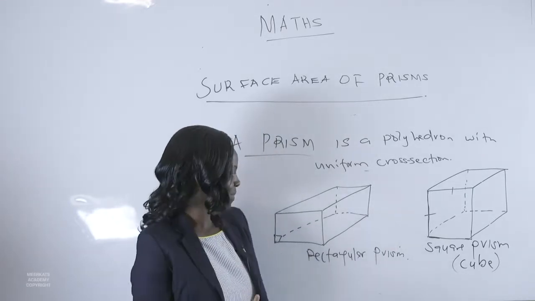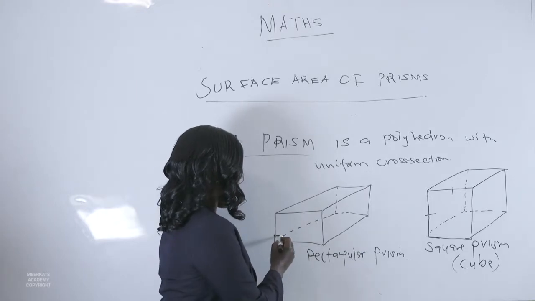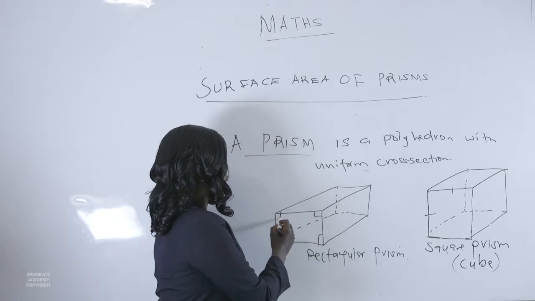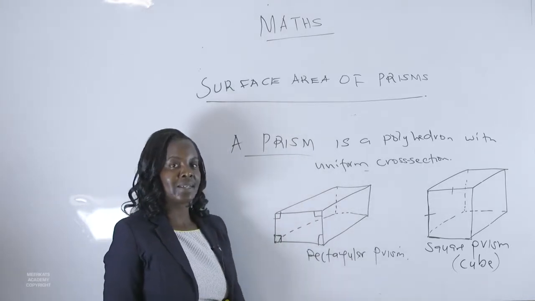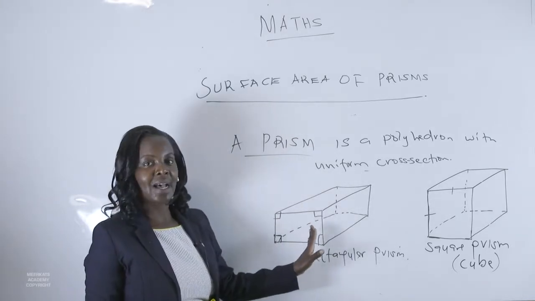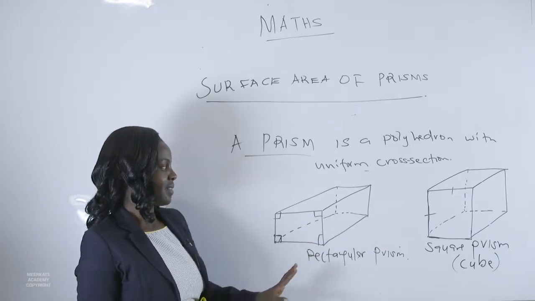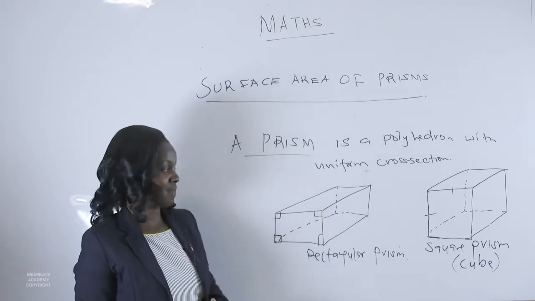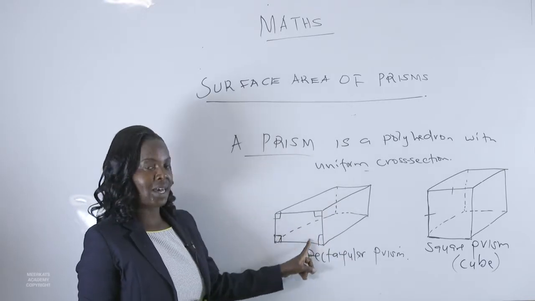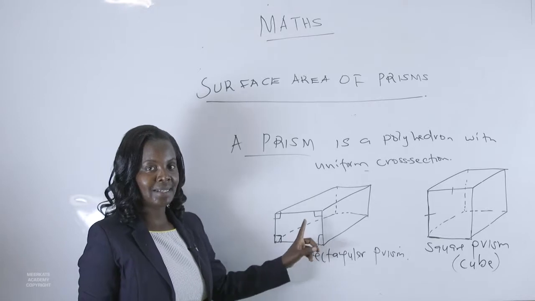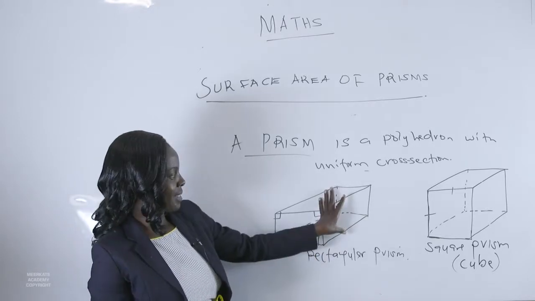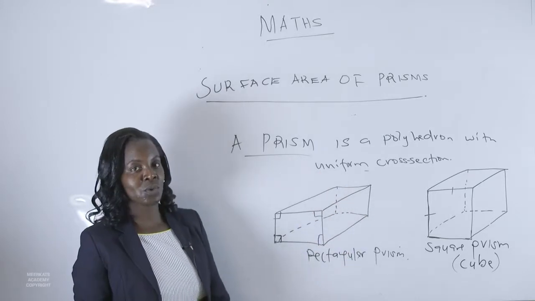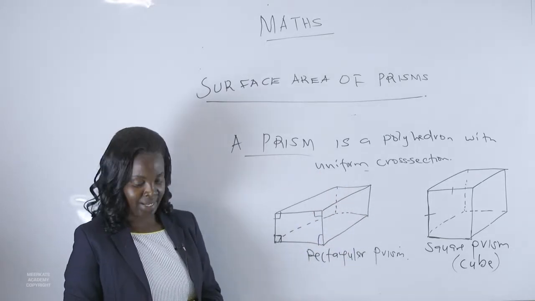What do we mean by right prisms? If the angle here is 90 degrees, if the angles are 90 degrees, then we call this a right prism. But if they are parallelograms, then this is not a right prism. A right prism, we have said, has angles of 90 degrees. That means the other sides of the prism are rectangles or squares, and that will make a right prism.